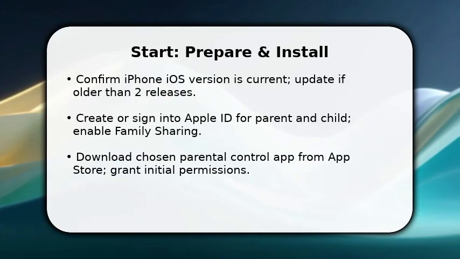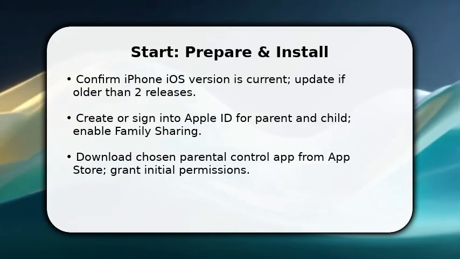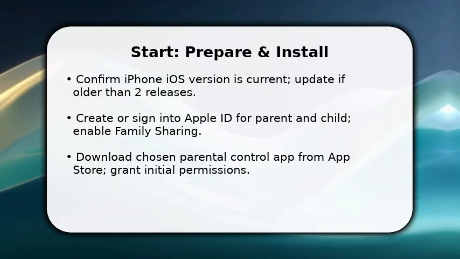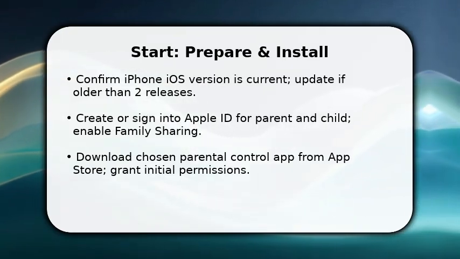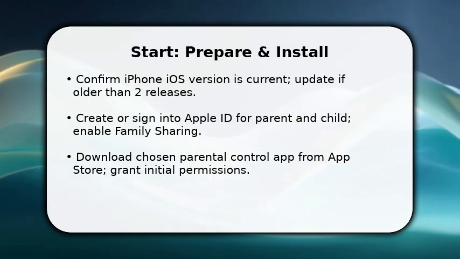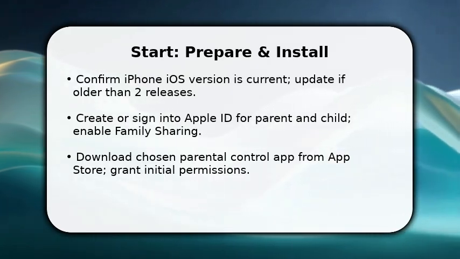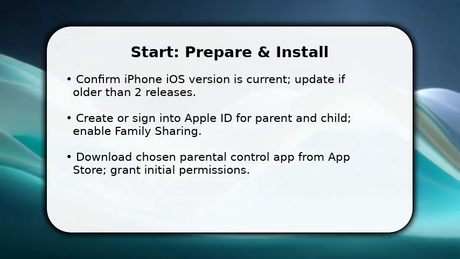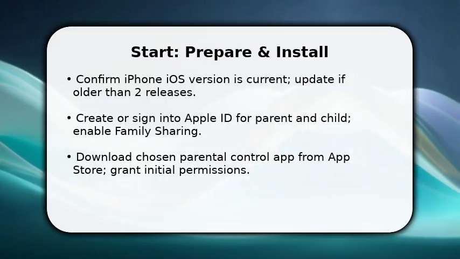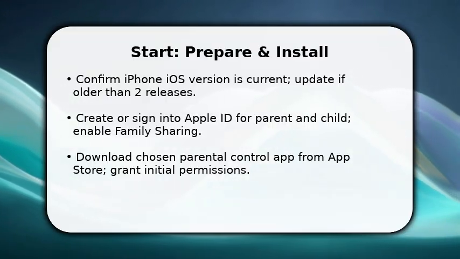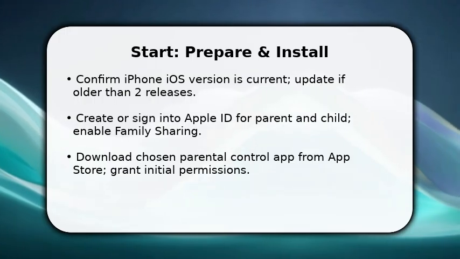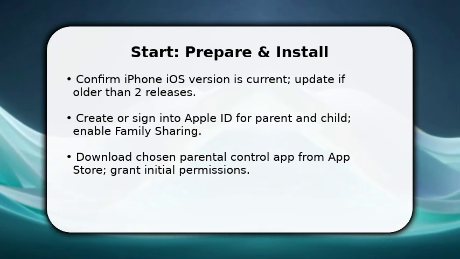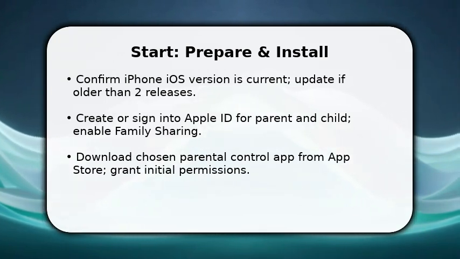You begin by ensuring prerequisites are in place. Check your iPhone is updated and both parent and child have Apple ID with family sharing enabled. Once done, open the App Store and download the Parental Control app you picked. Make sure to grant basic permissions when prompted, notifications, location, and screen time integration, because these let the app monitor activity and enforce limits. You're now ready to open the app and follow its guided setup screens to link devices and create a child profile.